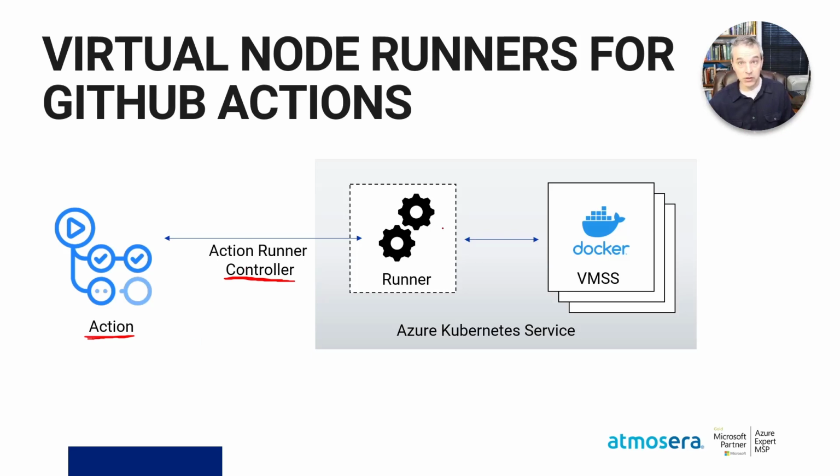It creates a new runner. And then that runner will pick up that job and run it on that particular compute. Now, you might be wondering why I have this Docker on this VM scale set over here. Really, this is my primary set of nodes over here.